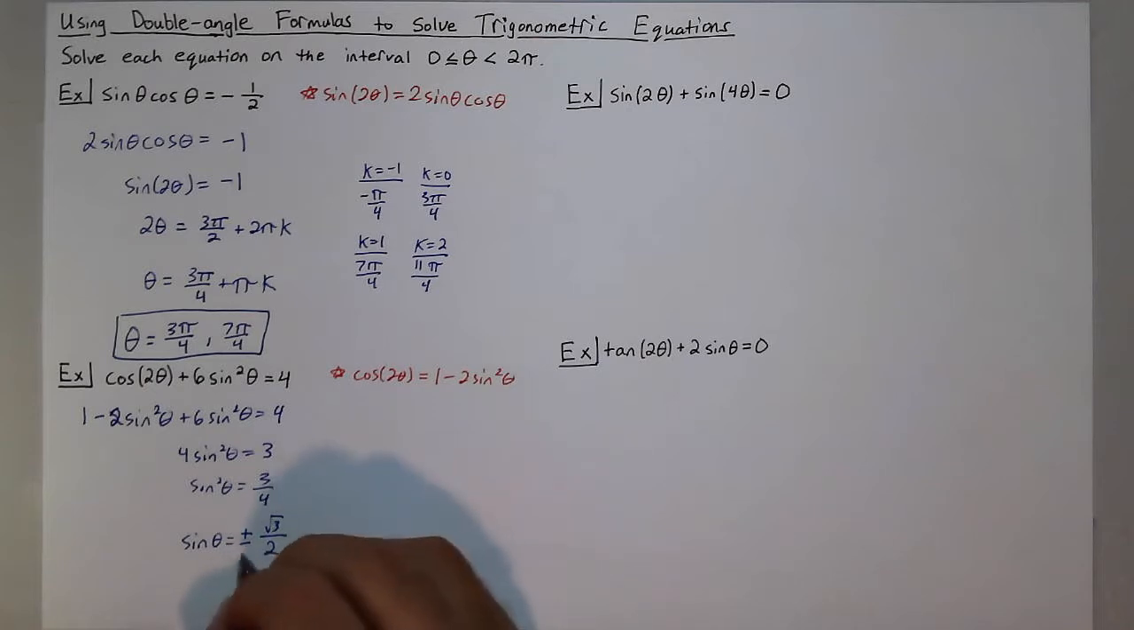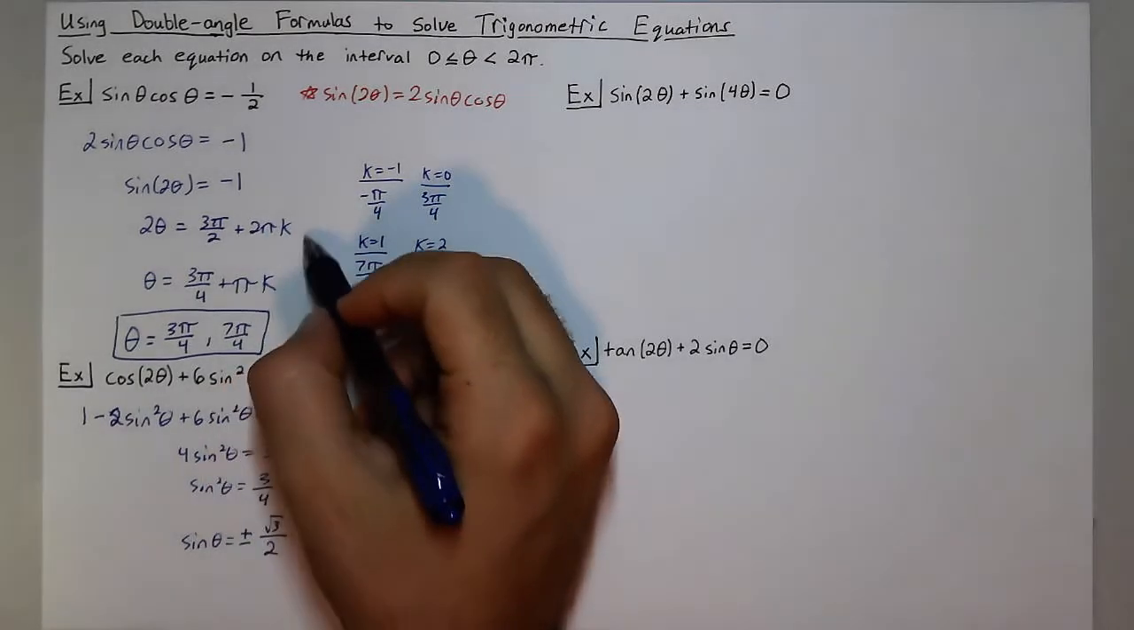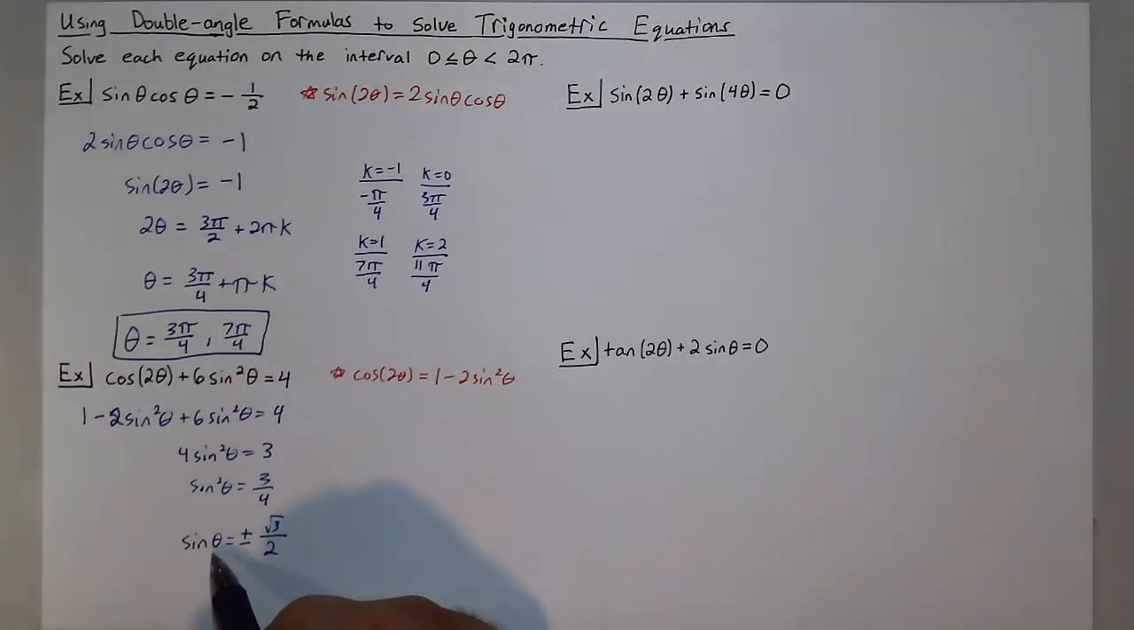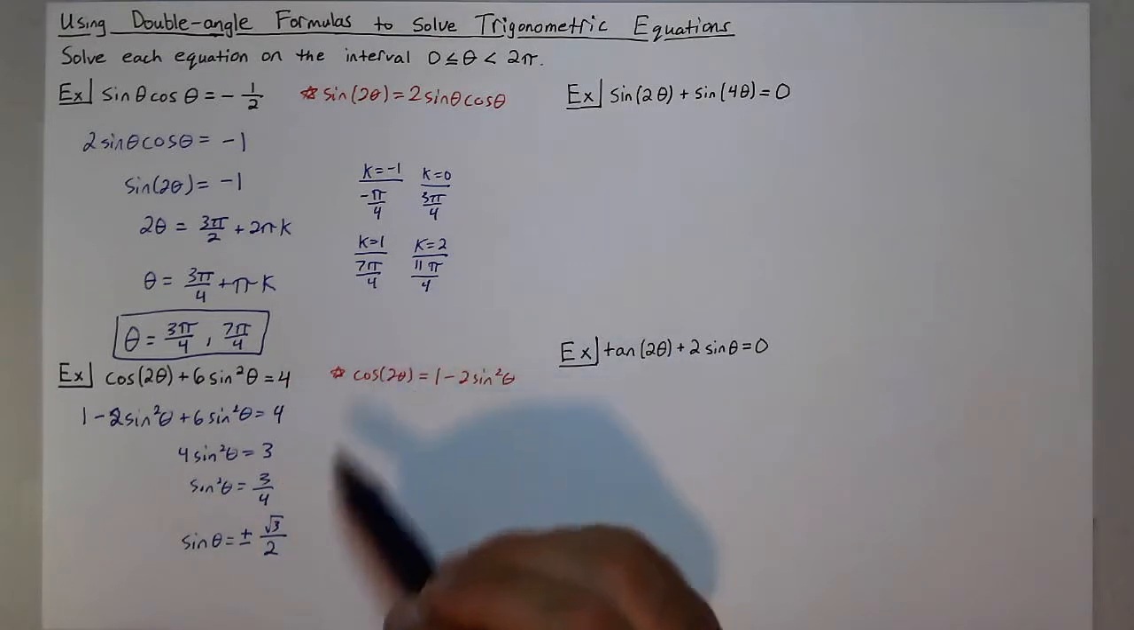So I need to know every angle that makes sine either positive or negative square root of 3 over 2. And this time I won't check my general formula since I'm not dealing with any period change here. So all the angles I find on my unit circle will be all the solutions.